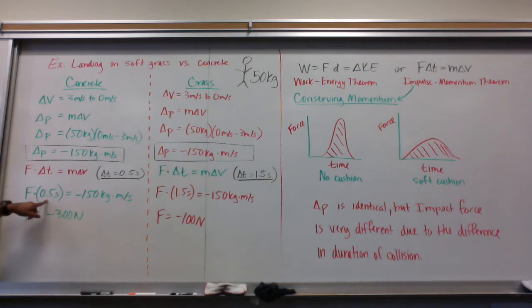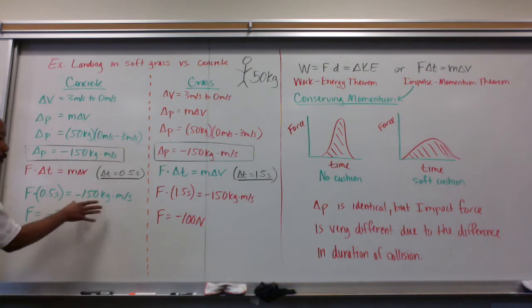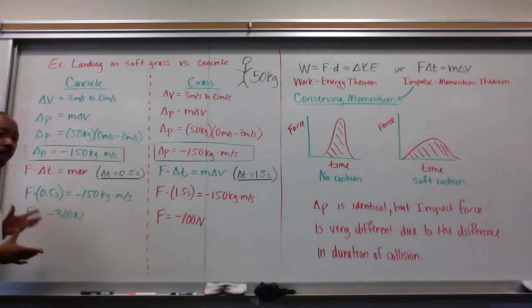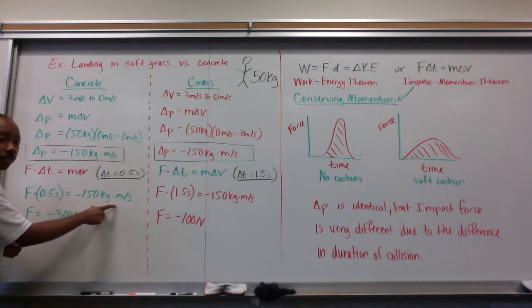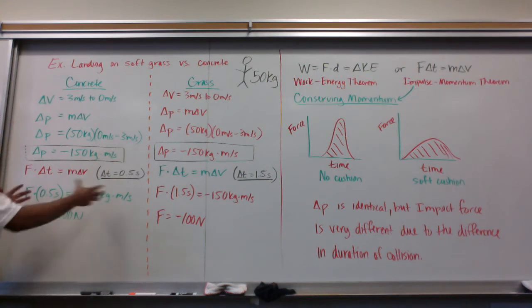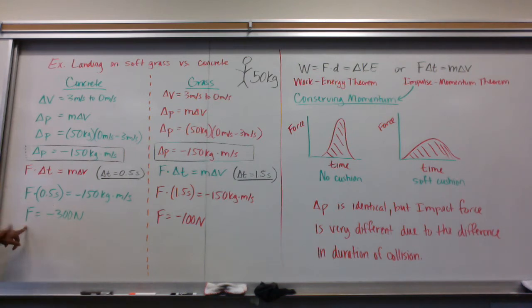If I put that in here, I know that F times, so a force exerted on my body from the concrete over 0.5 seconds is equal to my change in momentum. Another way of thinking about this is a force exerted on your body over 0.5 seconds will change your momentum by this amount. Taking that relationship and solving for the force, that concrete would exert 300 newtons on my body.